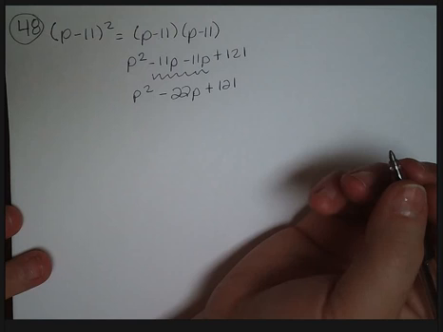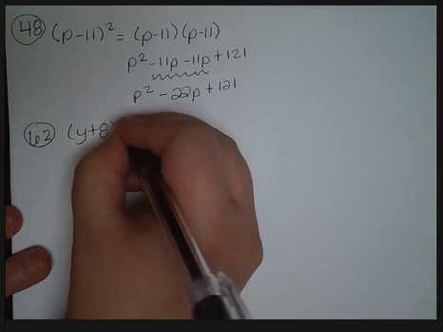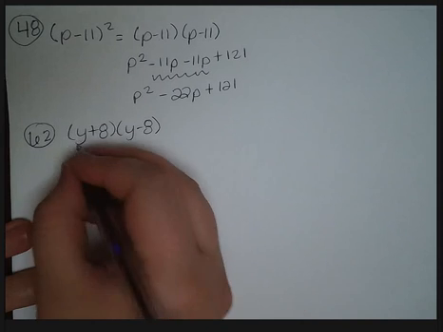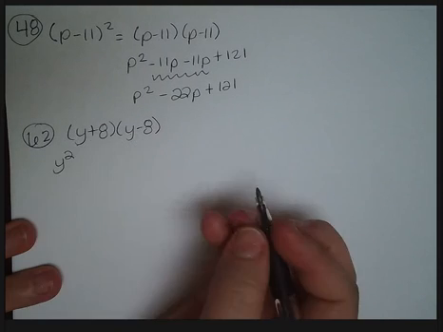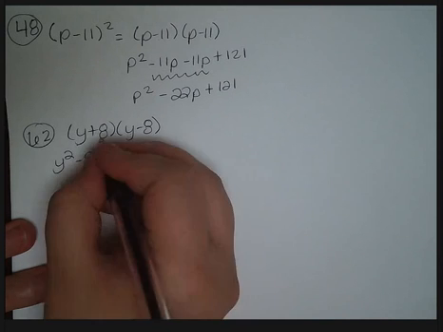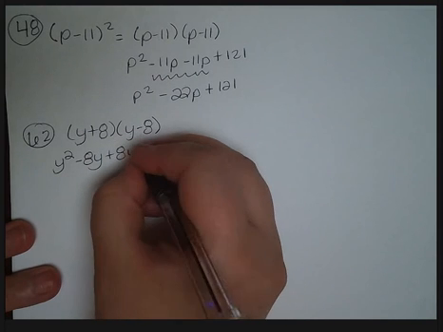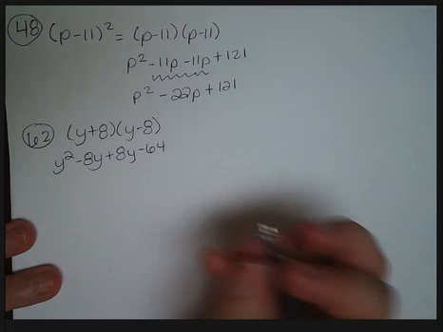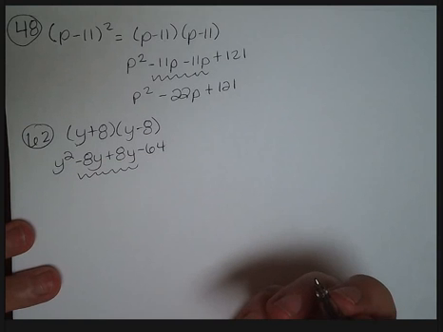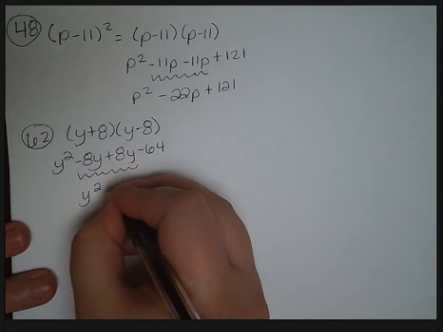Okay, now let's jump to number 62. Y plus 8 times y minus 8. So y times y is y squared. Y times negative 8 is negative 8y. 8 times y is 8y. 8 times negative 8 is negative 64. So to combine our like terms, you notice that negative 8y plus 8y cancels out because that gives you 0. So you're just left with y squared minus 64.